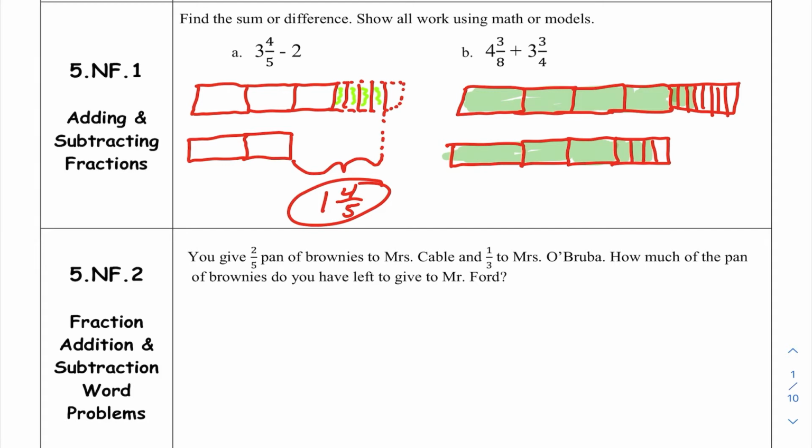So what I'm going to do is if I draw a line through there, notice I break that into 1, 2, 3, 4, 5, 6, 7, 8 pieces. Well, this whole is also broken up into 8 pieces. So now I can just count the little green sections. So if you notice here, I have 1, 2, 3, 4, 5, 6, 7, 8, 9. So I have 9 eighths.